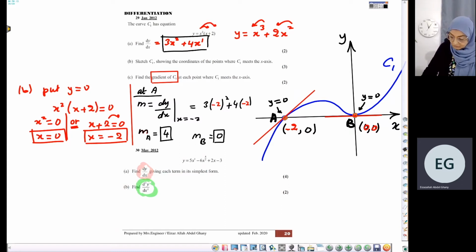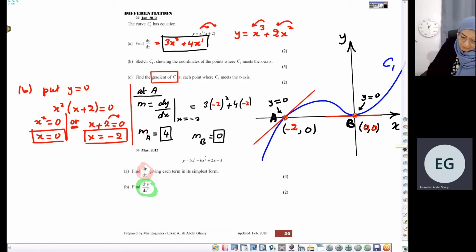Now we have another question. This is having various types of terms. Here is x power 3, here is x power fraction, here is x power 1, and here is a constant. First, he wants you to find the first derivative, and then we'll practice how to find the second derivative, which is the derivative of the first derivative.